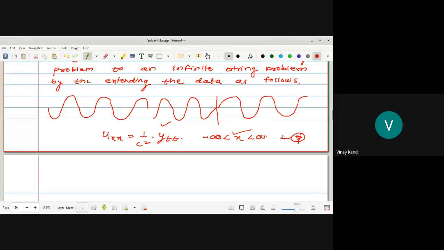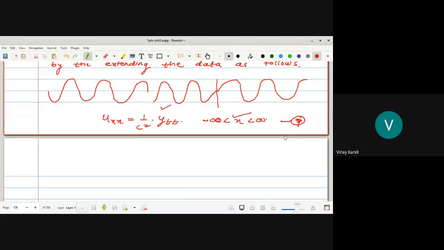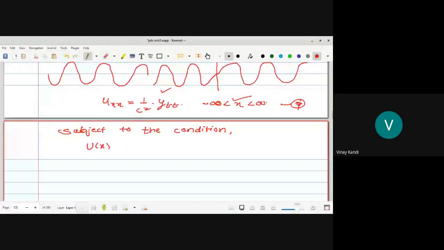Subject to the condition. What are the conditions? The subject... I have to define u of x. I define capital U of x like this. Okay, u of x will be the original given function, if x is greater than or equal to 0. This is the given data.